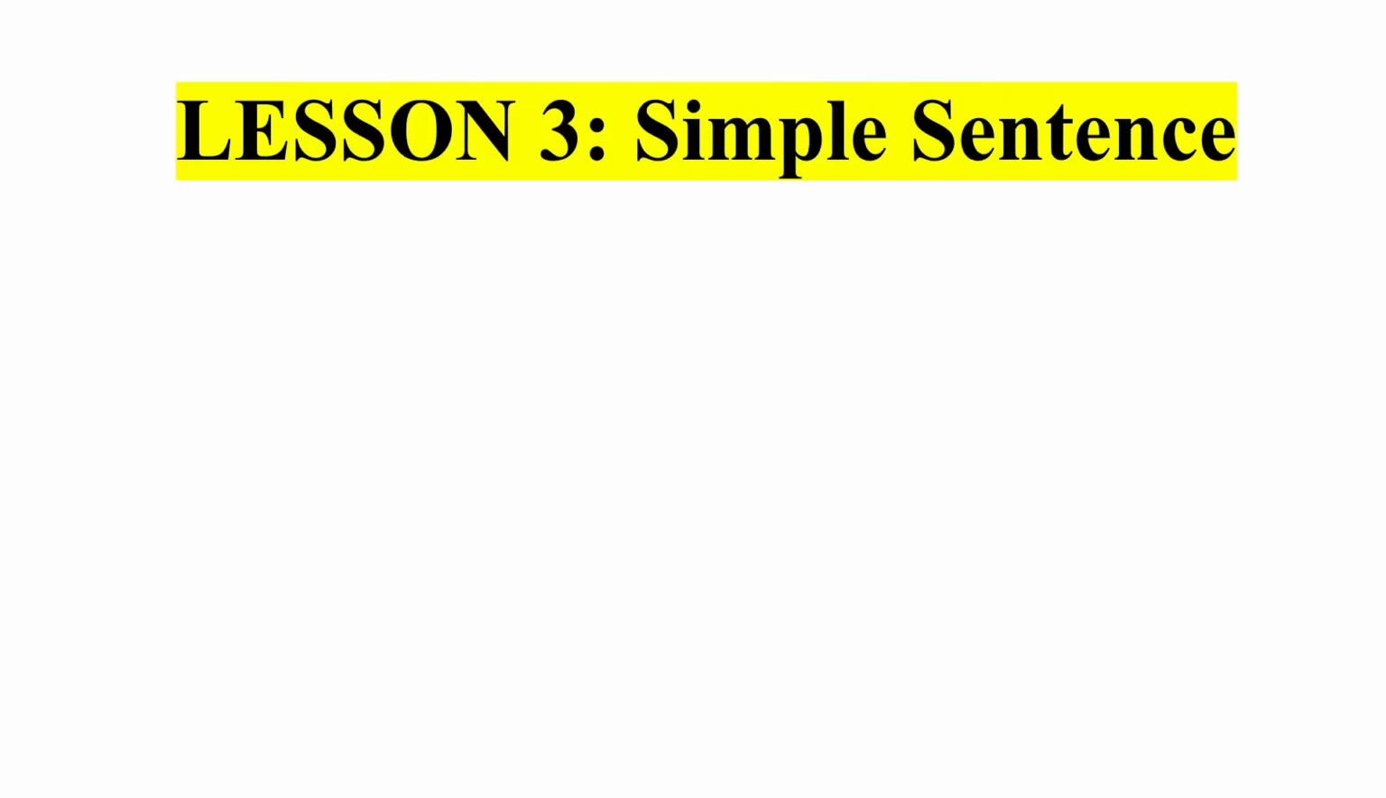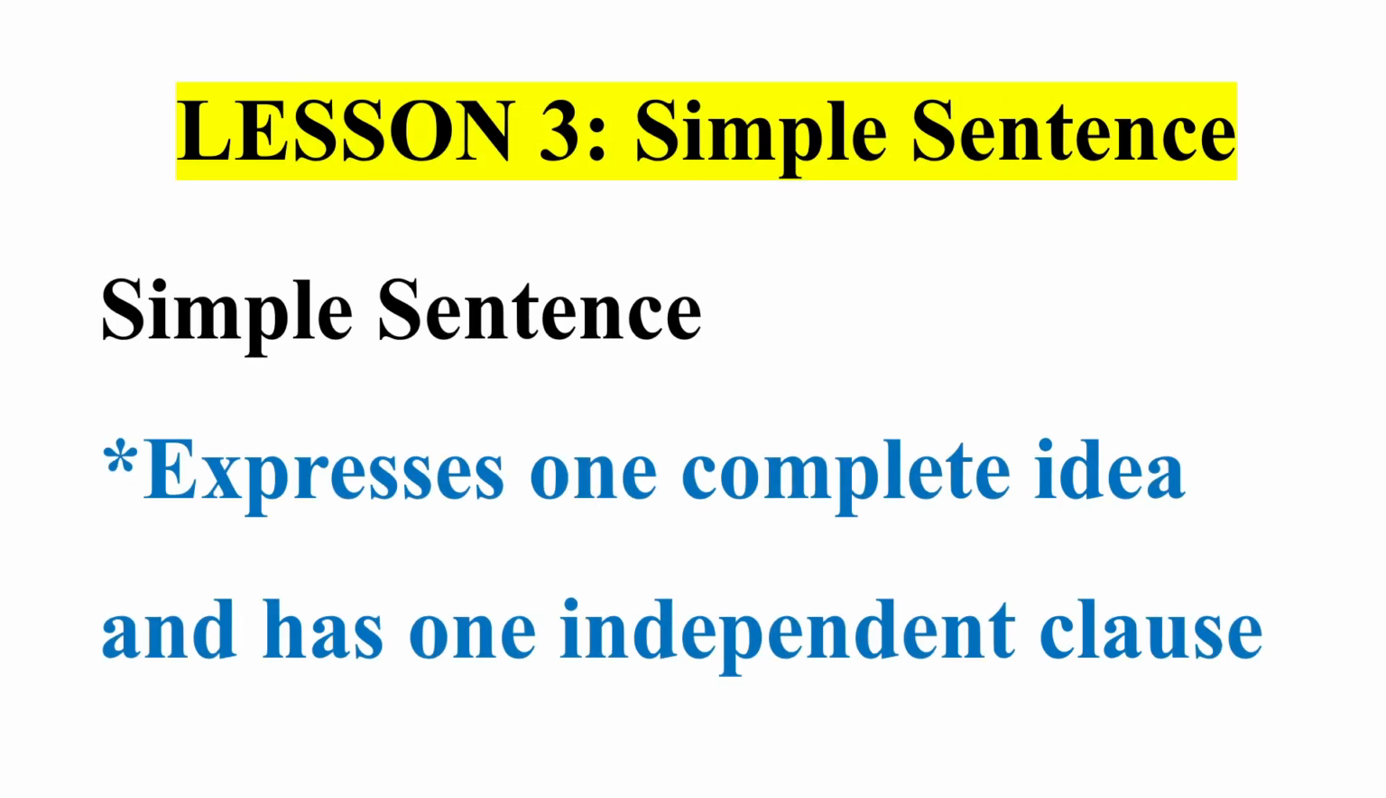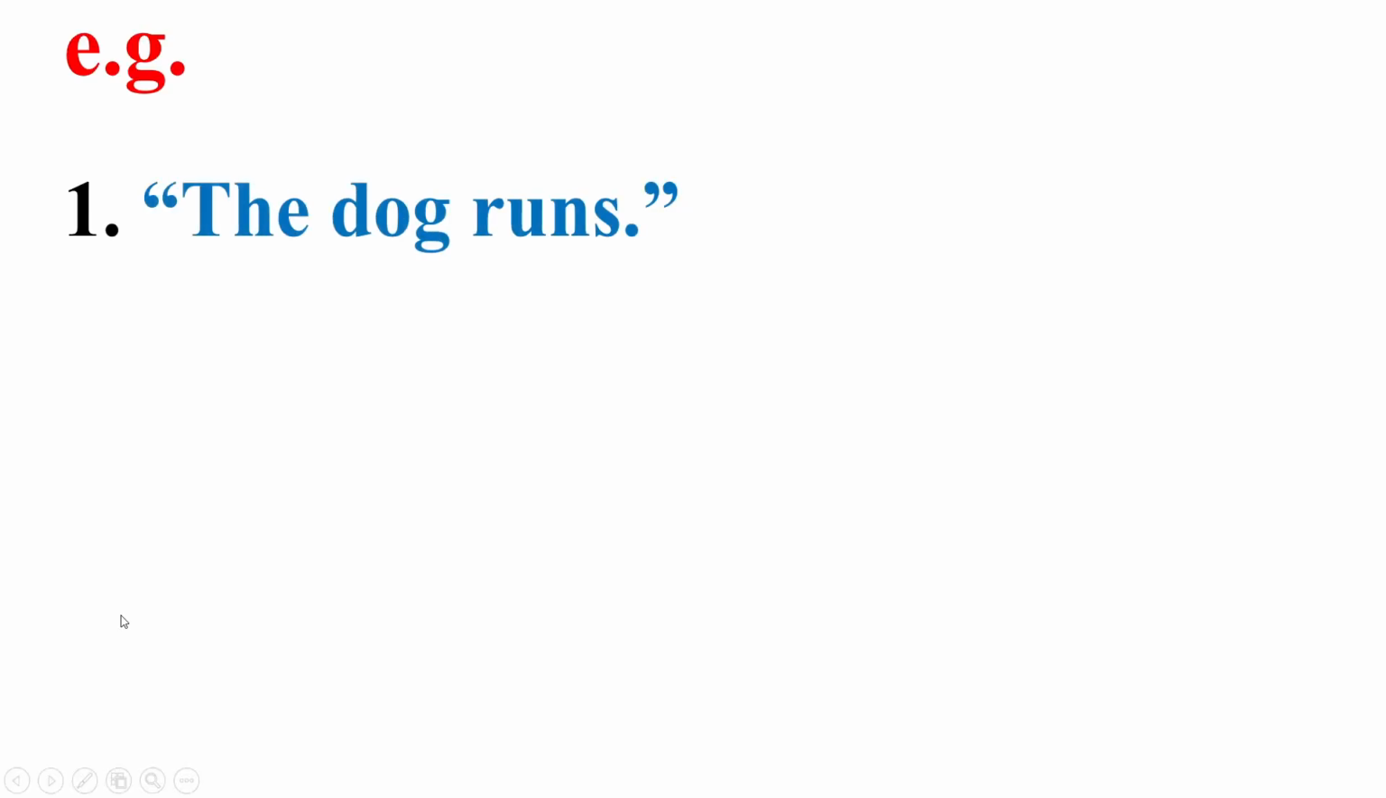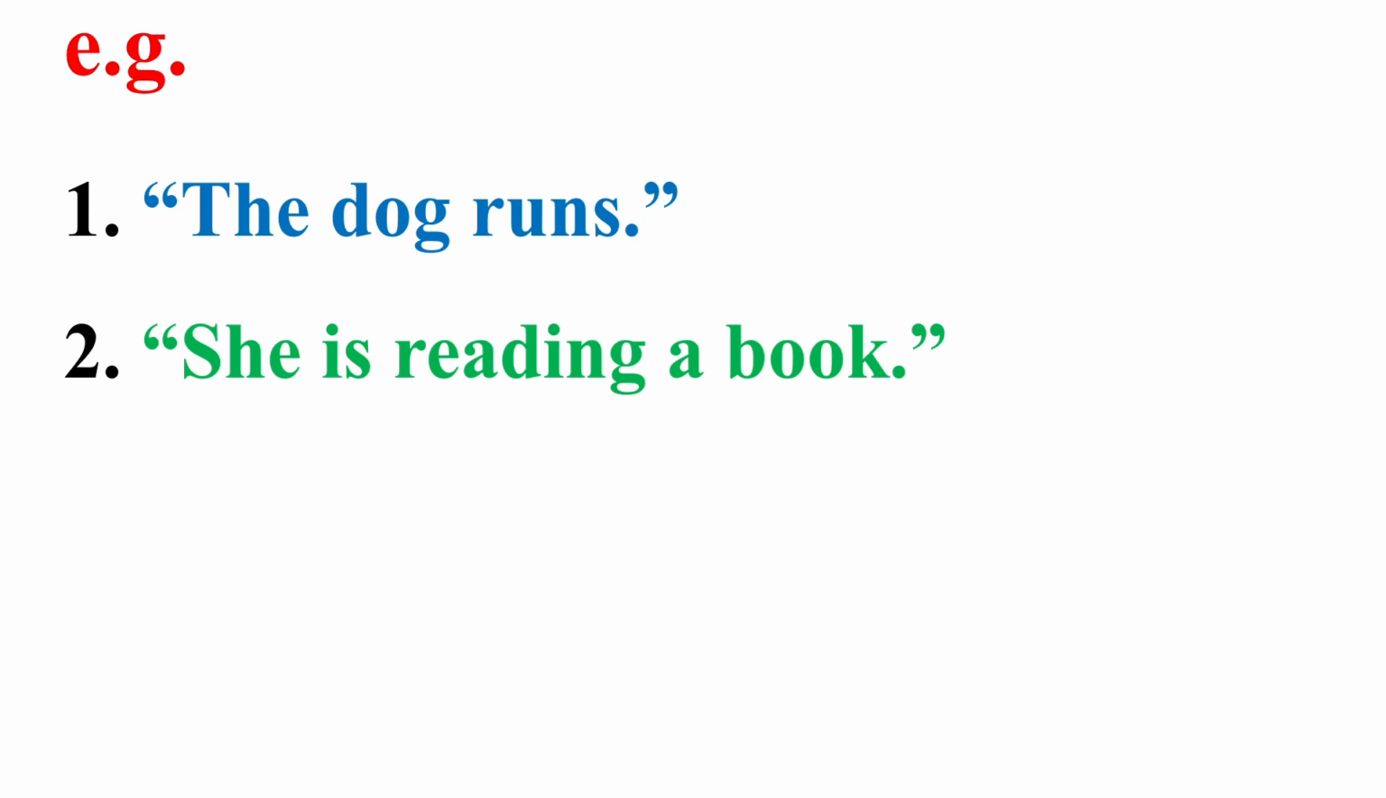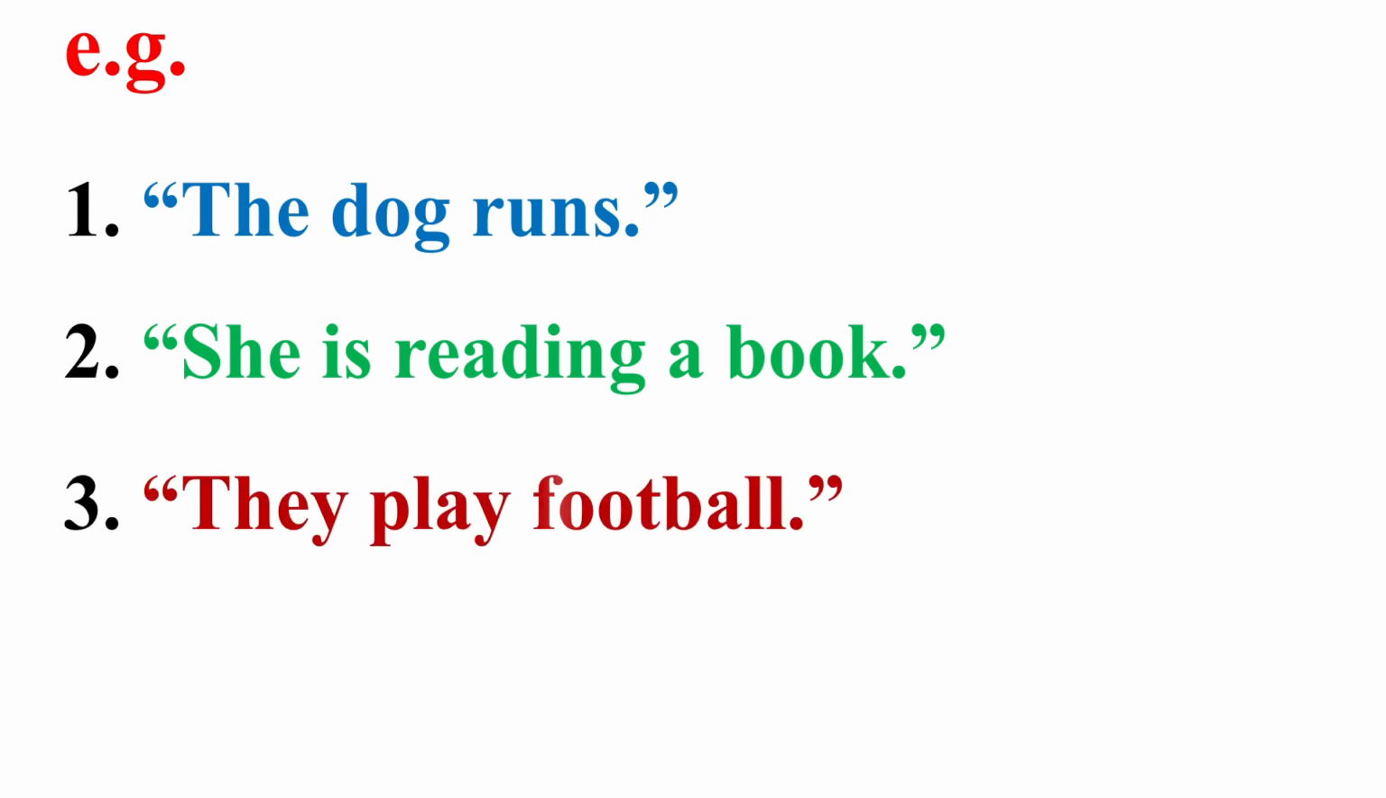Now, let us learn about simple sentences. A simple sentence is very easy to understand. It has one complete idea and one independent clause. That means it expresses one clear thought. Alright? Let's look at some examples. First, the dog runs. This is a simple sentence because it has one idea. Second, she is reading a book. Again, one idea, so it is a simple sentence. Third, they play football. Also one complete idea.